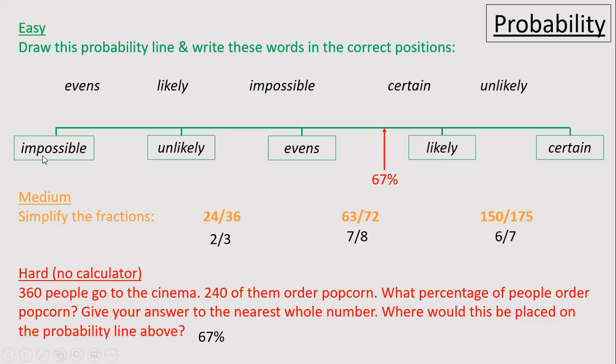And if we look at this grid, every box is generally going up in 25s. So impossible in this case is 0%. Unlucky is going to be 25. Evens is 50. Likely is 75, and certain is 100%. So they're going up in 25%.